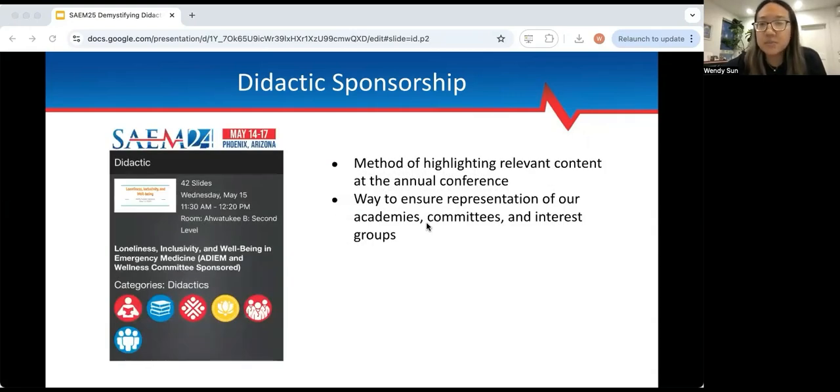Sponsorship serves multiple purposes. It is a method to highlight relevant content at the annual meeting. As you can see on the left-hand side, a didactic that is sponsored will have a badge of the sponsoring groups, and it will have the groups listed in the title so it can be filtered more easily at the annual conference. Sponsorship is also important because it is a way to ensure representation of our academies, committees, and interest groups, and a way to signal important content for our SAEM members.